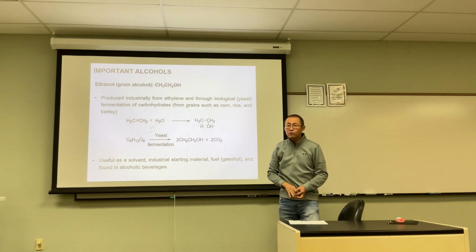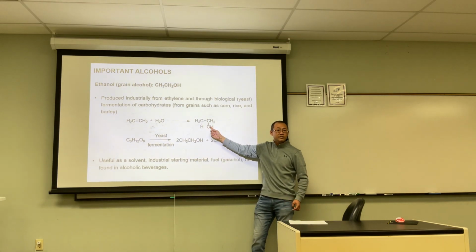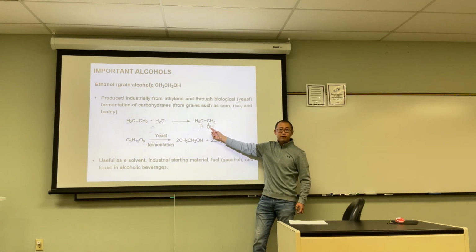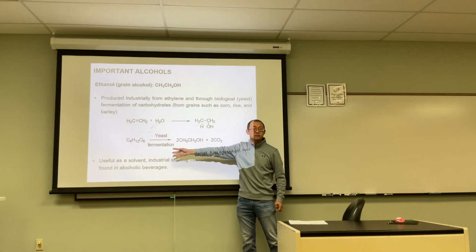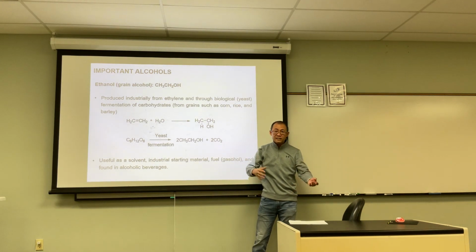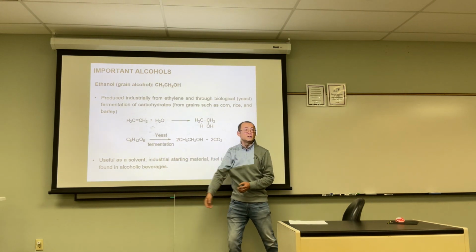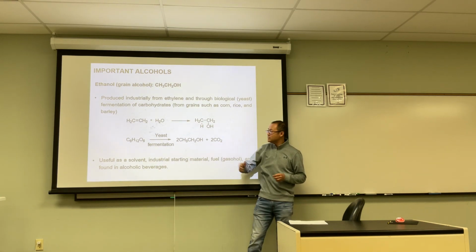It's either produced by adding water to an alkene, a reaction we studied in chapter 2, or, industrially and most commonly, by fermentation using starch. In the United States, the source of starch is corn.